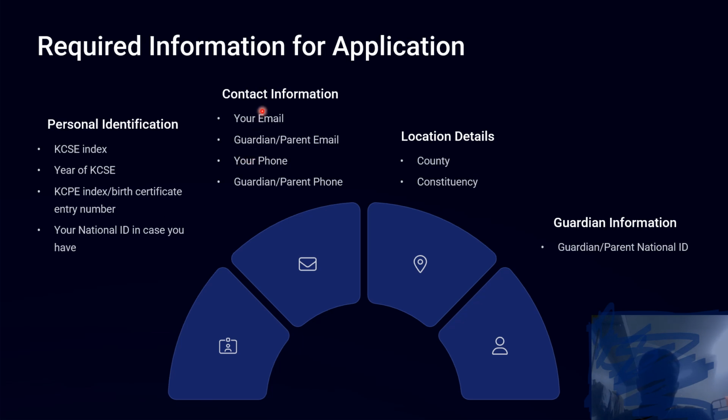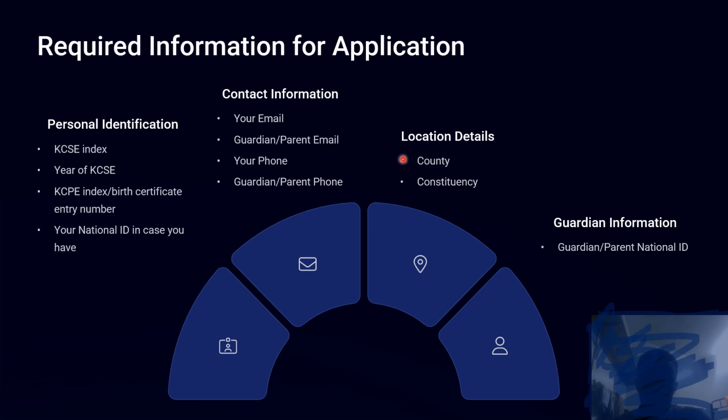Then we have our contact information. To fill this, after you have logged into your Kuccps portal, you'll just tap on your right-hand side corner. There you'll see where it's written settings. Tap there, then you'll have to enter your email, your guardian and parent email, your phone number, and your guardian and parent phone number.